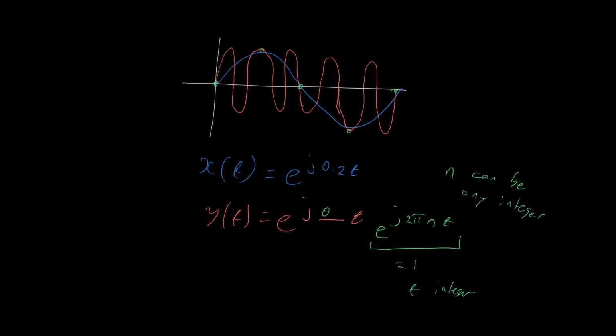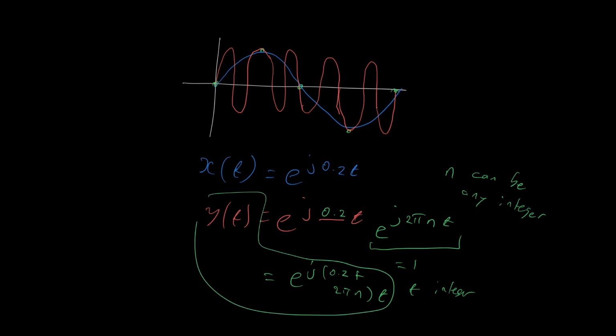So I can fill in this spot here with 0.2 but leave the second term there to get that this is going to be e to the j (0.2 plus 2 pi n) all times t. And from what we've just said, this signal here is going to be indistinguishable from our original signal at integer samples. Let's investigate with a specific numerical example.